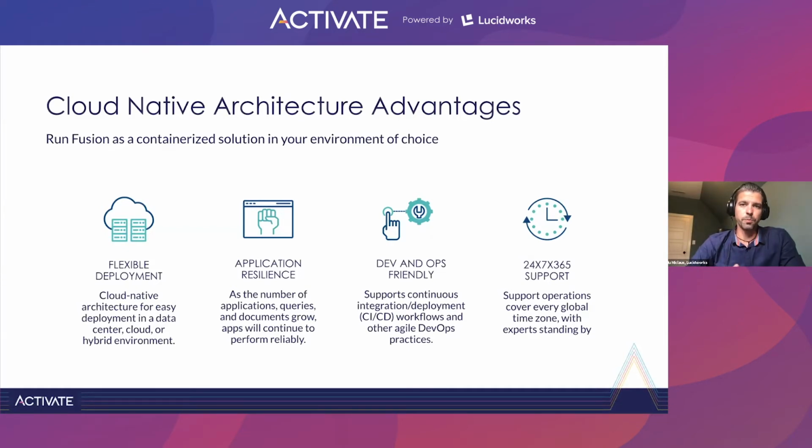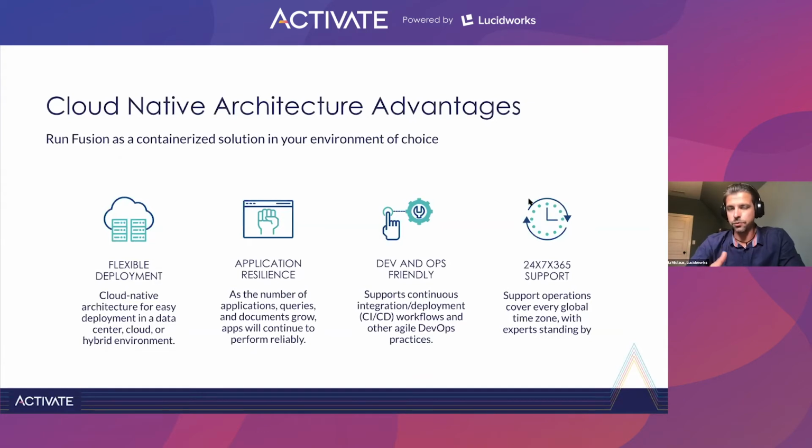And first and foremost, flexible deployments. Anywhere where containers can run, Fusion 5 can deploy. It is a cloud native architecture that is easy to scale and easy to run day-to-day operations on. We also can talk about application resilience.